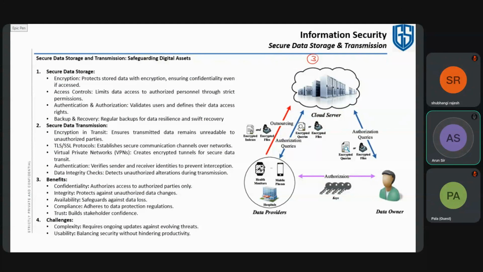Here, a validation process will be there. Until your entire communication is validated, we cannot trust those communications, and we should not allow them. Let's say a user is trying to access data stored somewhere on the cloud. Let's say it is following the HIPAA model, so health monitoring data through mobile phones or sensors, or hospital records, all these are the data providers.